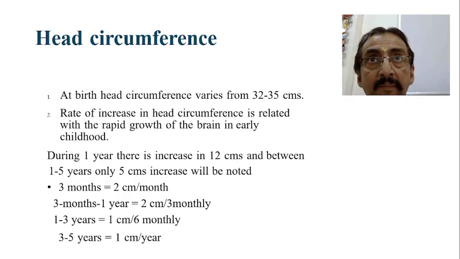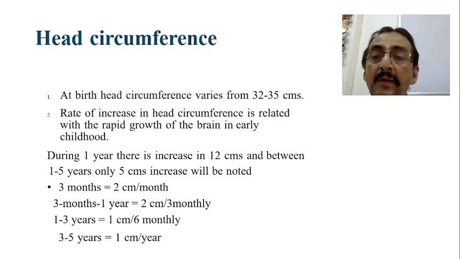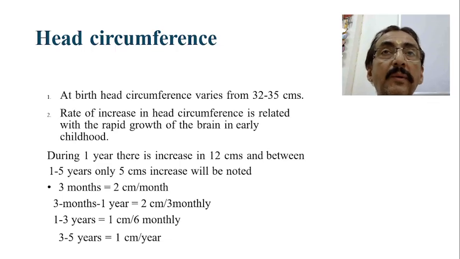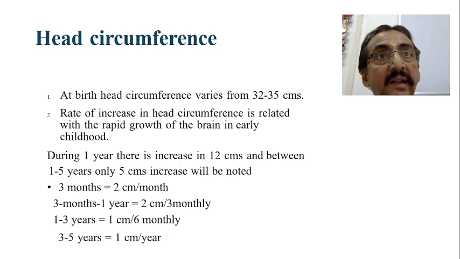Okay, in the first 3 months head circumference increases by 2 centimeter each month. That means at the end of 3 months, head circumference increases by 6 centimeter. Every month 2 centimeter gain will be there. Starting from 3 months to 1 year, 2 centimeter gain every 3 months. That means 3 months to 1 year is 3 into 3, 6 for 6 months, so totally 12 centimeter will be gained in the first year itself.